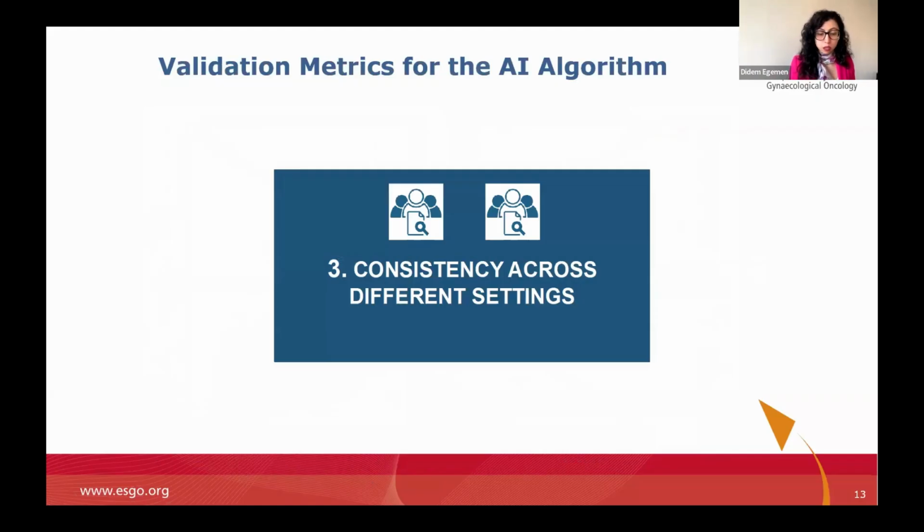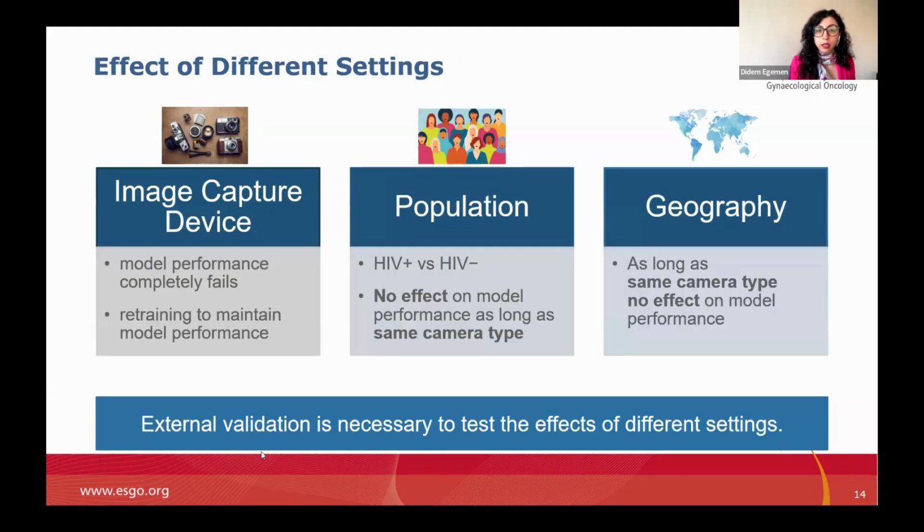So the third point is consistency across different settings. This is still related to external validation. Whenever something changes in your data environment, there should be continuous monitoring of these algorithms. The most important factor is the image capture device. According to our experience, if you use a different device than the ones your algorithm is trained on, your algorithm will completely fail. To maintain a similar performance, we need retraining, in our case with only a small subset from the new data set.